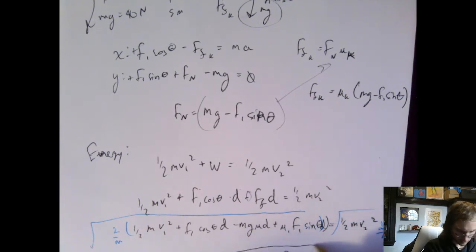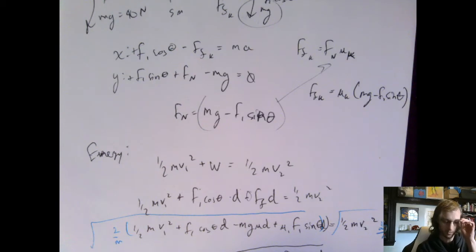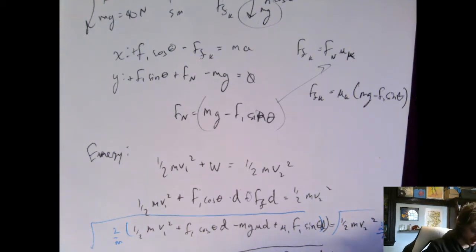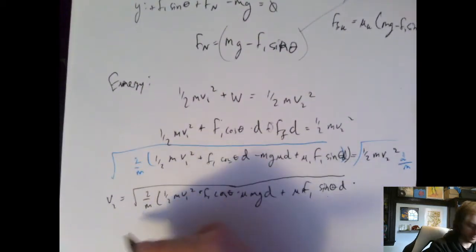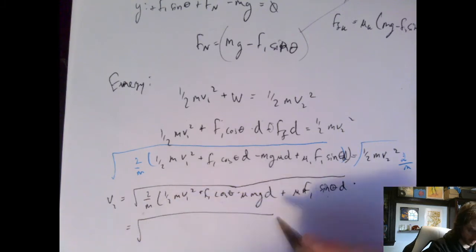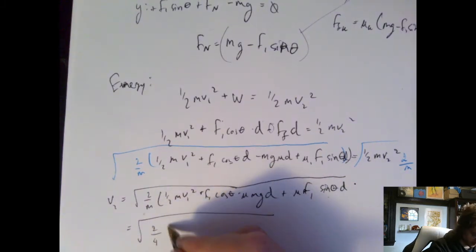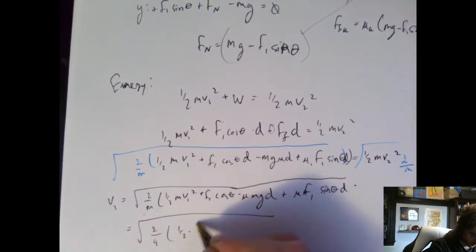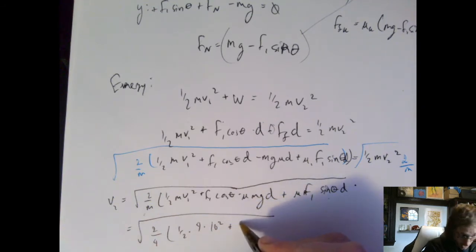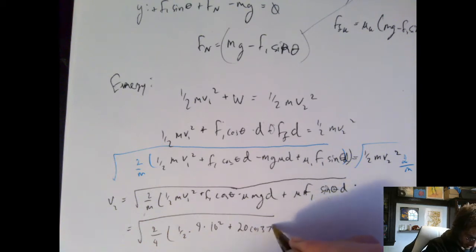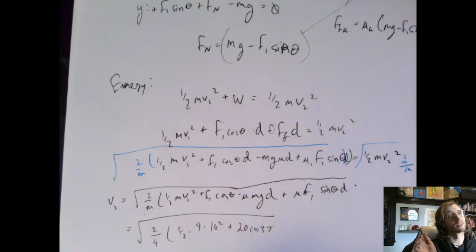I probably shouldn't have distributed everything. I should have just written it out in parentheses when I plugged in. That was my bad. Plugging in for our numbers, we'll get the square root of 2 over 4 times 1/2 times 4 times n squared plus 20 times cosine 37, which cosine 37 is a long one.